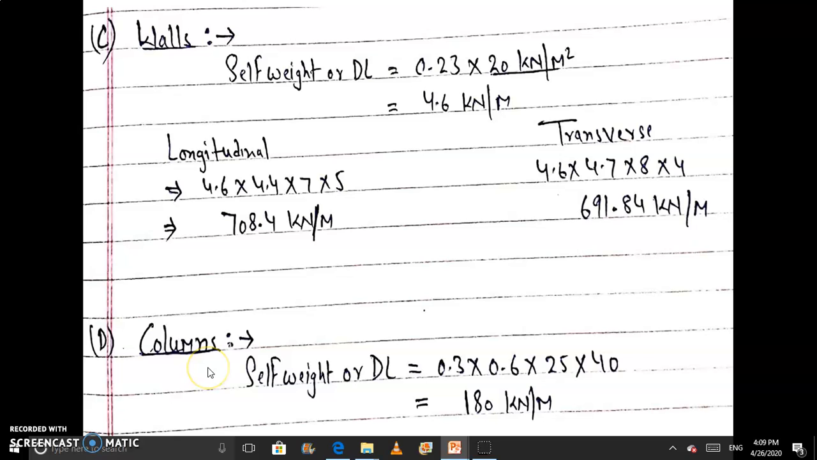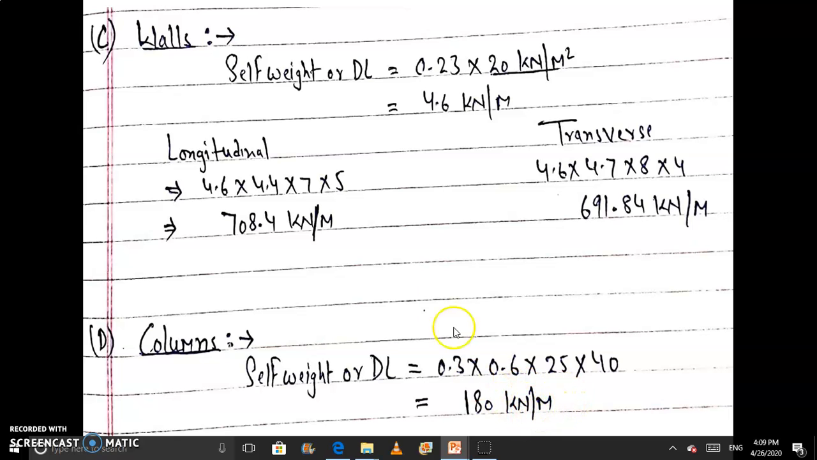Same we have to find for column. We have given column direction is 300 mm to 600 mm, and here we have to count the number of columns and multiply with density. So here we take 0.3, 0.6 as the area and 25 is the density. Here column is 40. So easily we multiply it and we get here 180 kilonewton per meter, because here we have a meter square value. So here we get kilonewton per meter value.